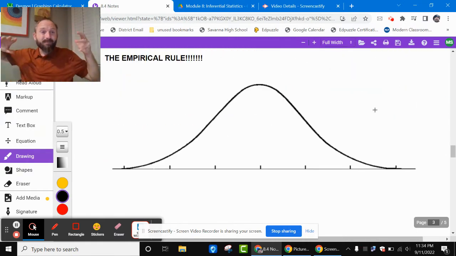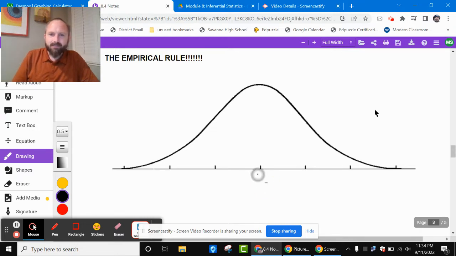So now let's jump in and teach you about the empirical rule. Now we have the mean of the data right here. This is the mean. And then we have one standard deviation above. We have two standard deviations above the mean. And we have three standard deviations above the mean. Now the same thing happens on the other side. Let me write it in.